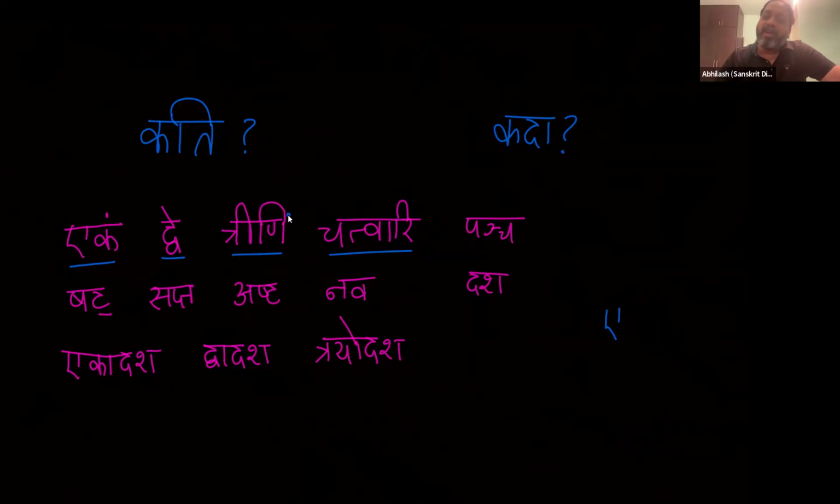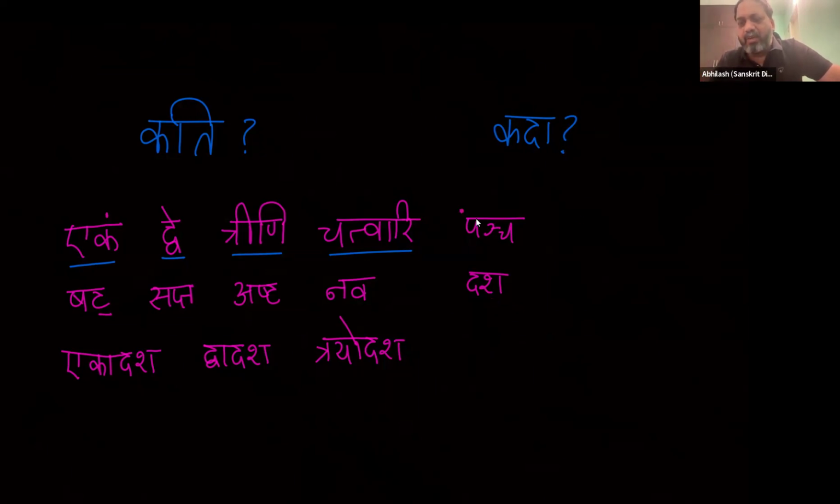Okay. So the reason we did these numbers is to generally get a sense of how to use at least these. You can go further and talk about Trayodasha, then Chaturdasha, Panchadasha, Shodasha, Saptadasha, Ashtadasha, Navadasha, Ekonavimsham, Vimshati. So we'll give you this list.